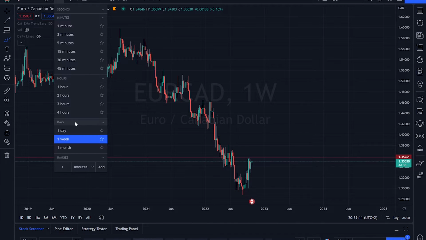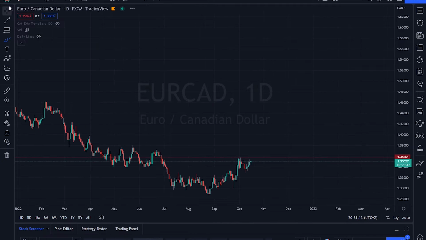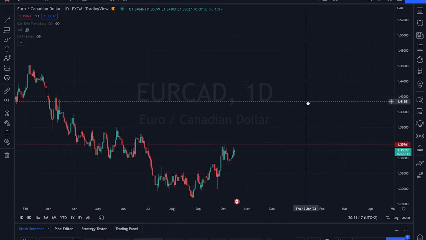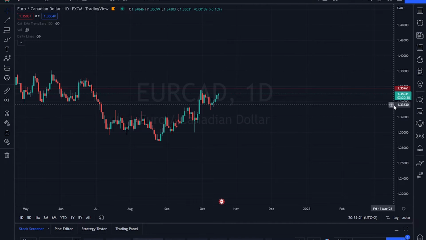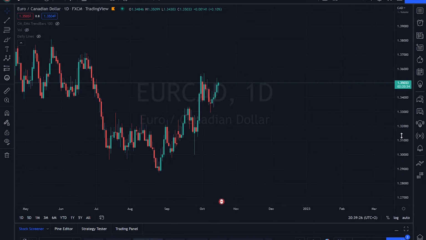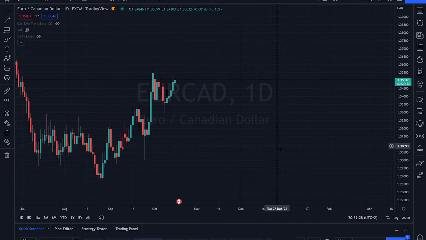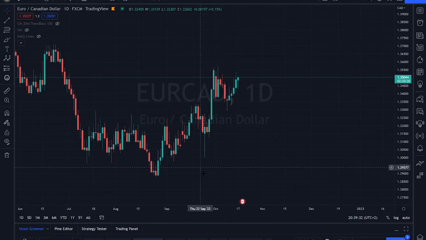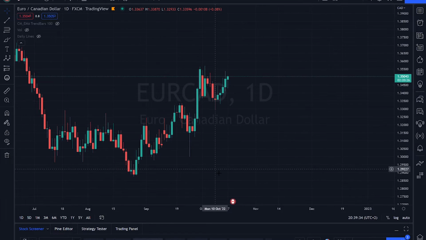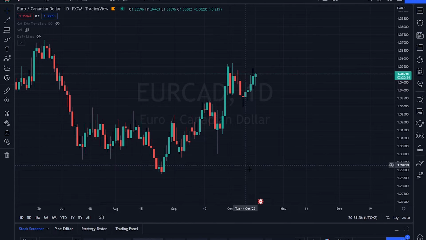So let's go down to the daily time frame and see what we've got. Let's have a look at this pullback a little bit more in detail, and let's see if we can try and predict where it's going to end to the best of our ability. Obviously nothing is sure in the market, but we can make some educated predictions.